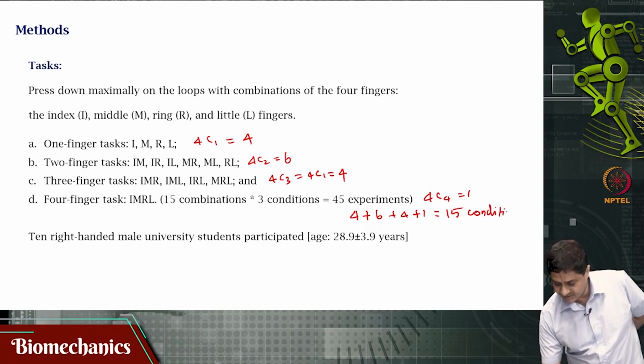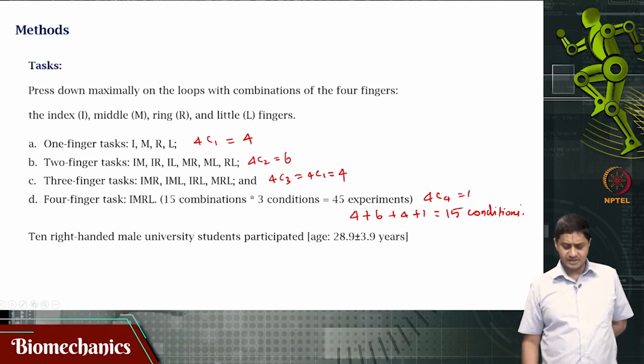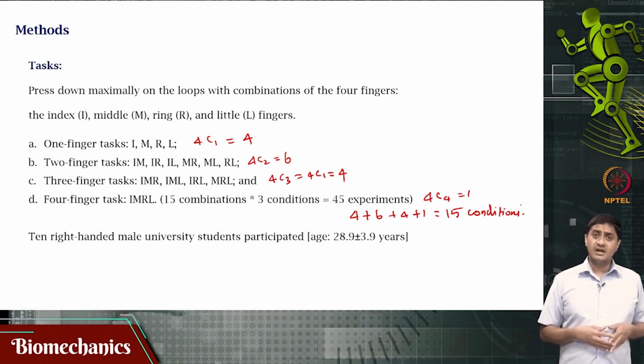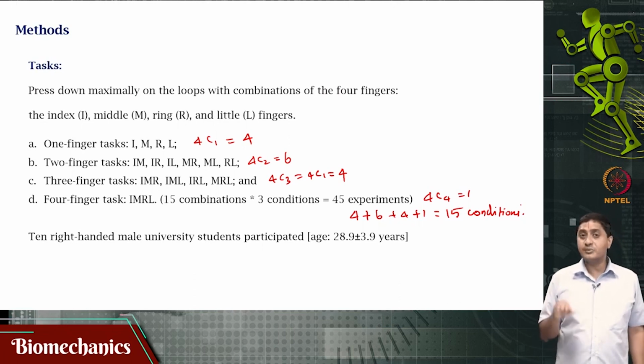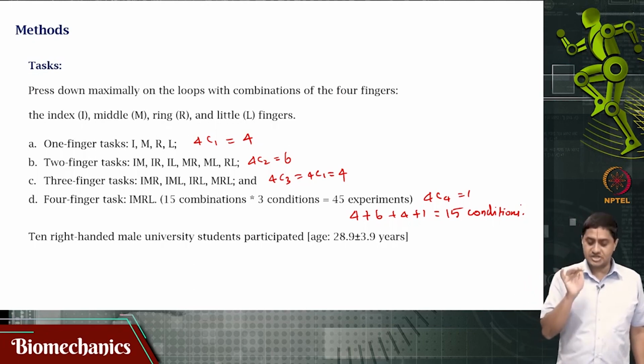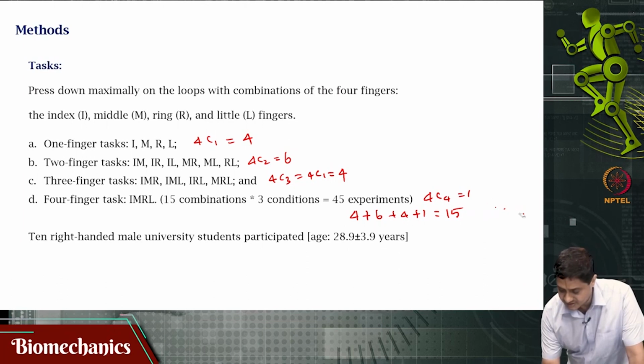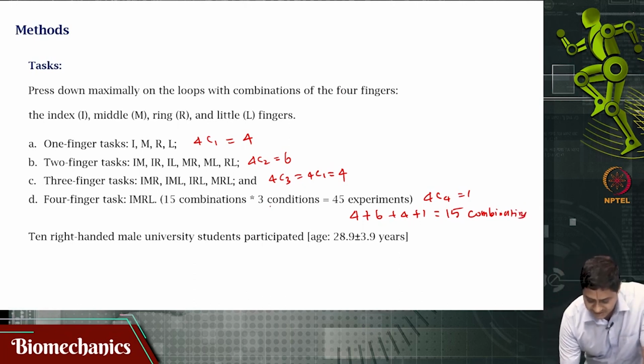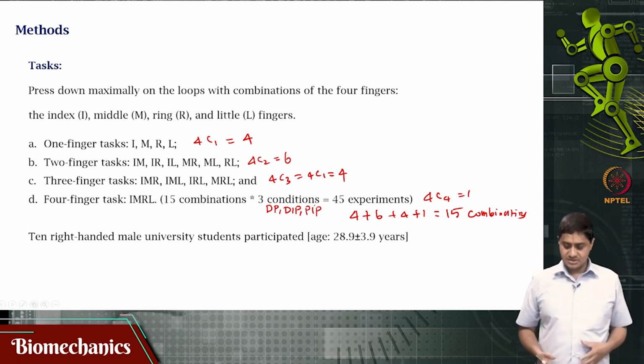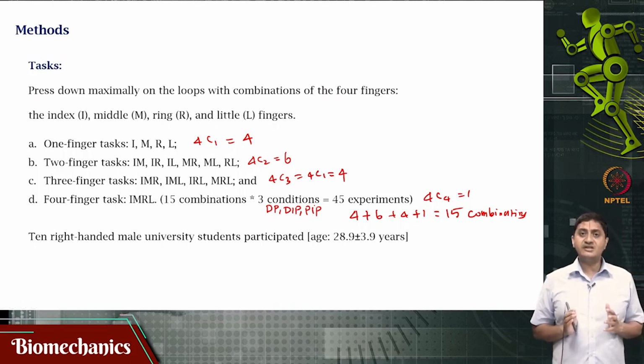There are 15 different combinations, and in each of these combinations I have to produce the force either with just the distal phalanx or the distal interphalangeal joint or the proximal interphalangeal joint. So there are 3 different locations. They are calling this combinations, this conditions, so I will also follow the same. This is 15 combinations. What are the conditions? These are DP, DIP, and PIP. 3 conditions, 15 different combinations. So there are essentially 45 different experimental possibilities.